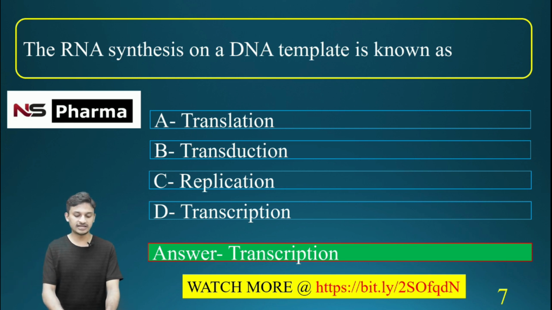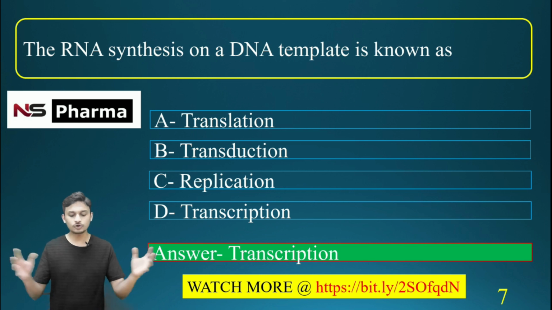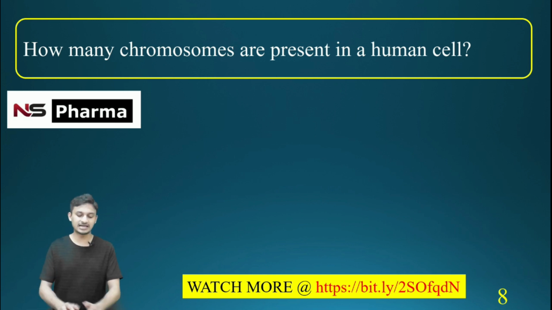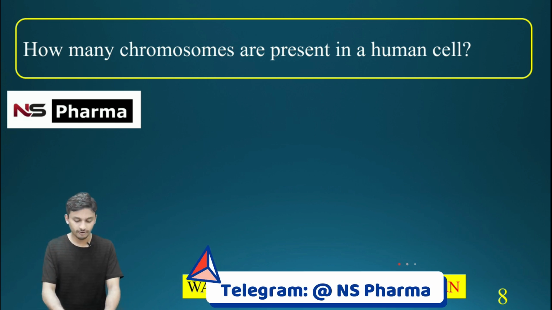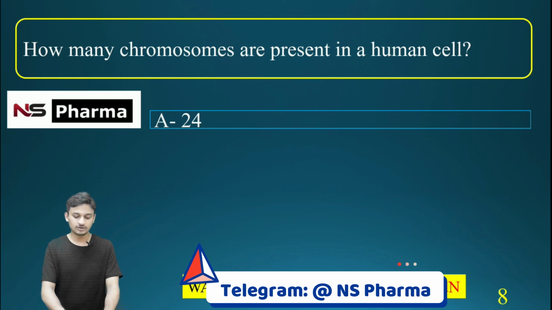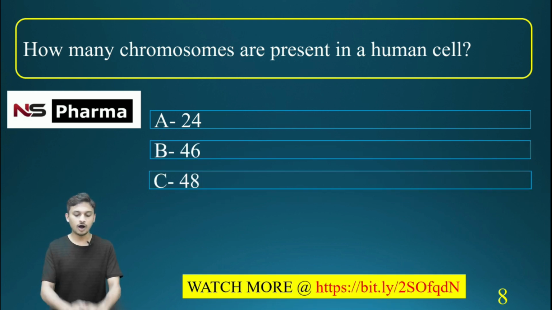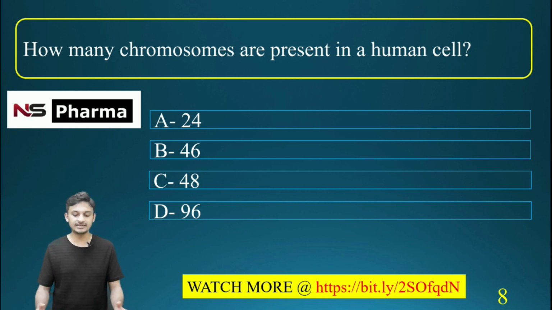Now we are moving to the next question, question number 8. How many chromosomes are present in a human cell? Options are option A 24, option B 46, option C 48, option D 96. The correct answer is option B, 46.